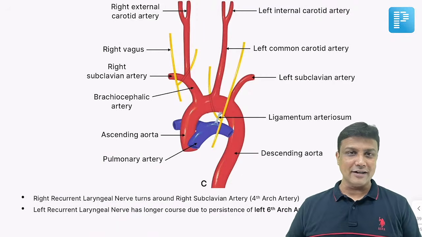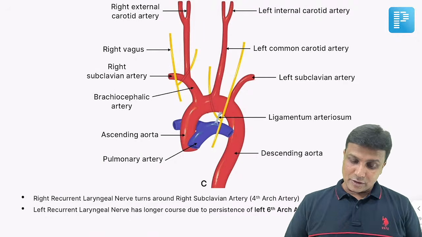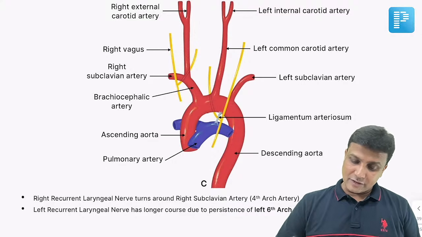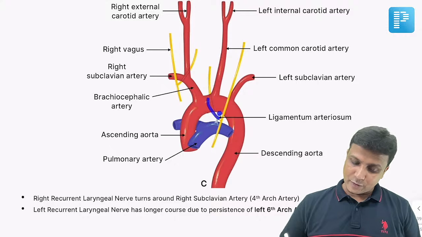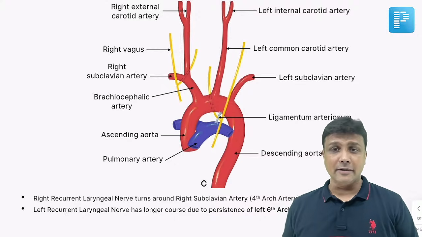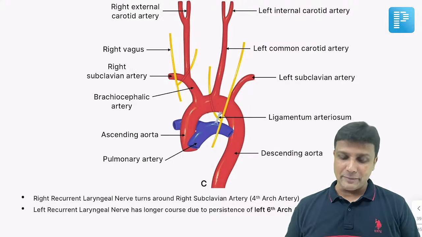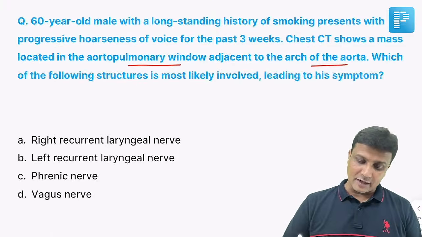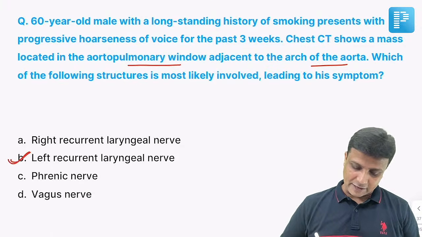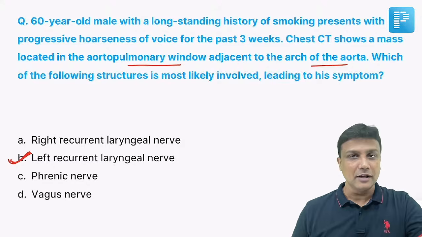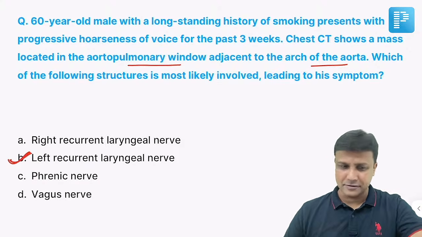Of course, this diagram is much clearer here. Here you can clearly see this one will be the left recurrent laryngeal nerve, which takes a turn around the arch of aorta. And this is the right recurrent laryngeal nerve, which takes a turn around the subclavian. Now they're telling that the mass is located over here, and it is going to compress which recurrent laryngeal nerve? Of course, the left recurrent laryngeal nerve will be compressed over there, leading to all those signs and symptoms.